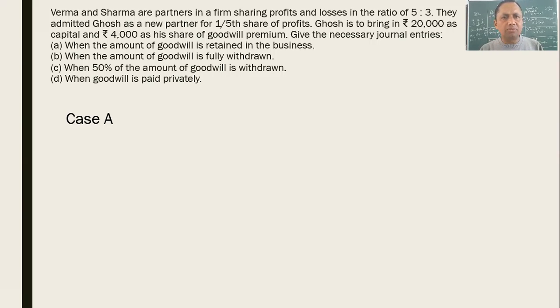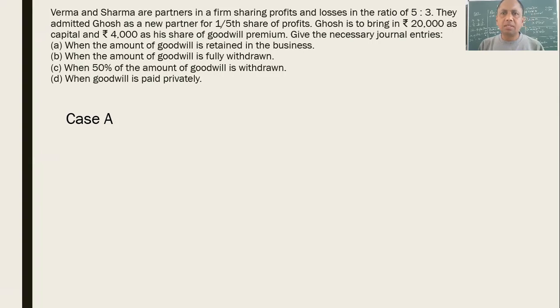First, when the amount of goodwill is retained in the business. So when goodwill is retained in the business, cash account debited to Ghosh capital to premium for goodwill. It means new partner's capital is 20,000 and the goodwill is 4,000. So the total cash brought by the new partner Ghosh is 24,000 in cash. His capital is credited by 20,000 and premium is also credited by 4,000. So total 24,000 is debited in cash account.